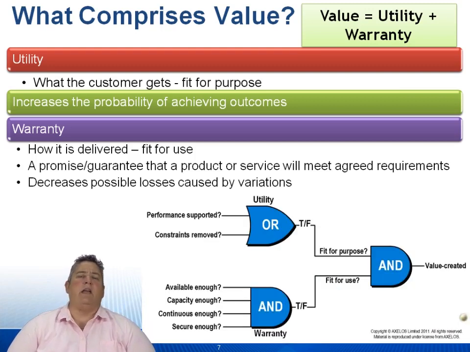This is the diagram that you should be very familiar with. You see utility at the top. It is a Boolean or, meaning that we're going to support the performance or remove constraints. If we've done either, we've met the requirements, we have fit for purpose. The bottom section is a Boolean and, and we see that they have four different areas: availability, capacity, continuity, and security. Those are my warranty processes. We need to meet all four conditions for us to say that we have met fit for use. If we have fit for purpose and fit for use, we have created value for the organization.